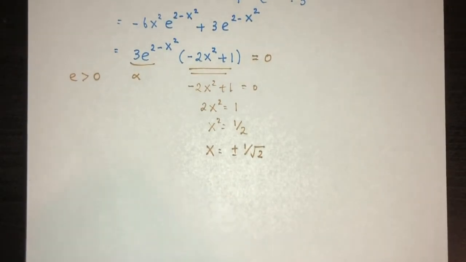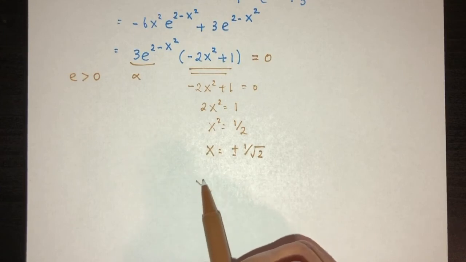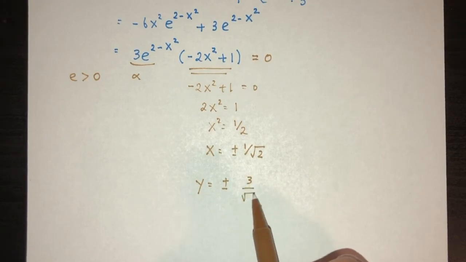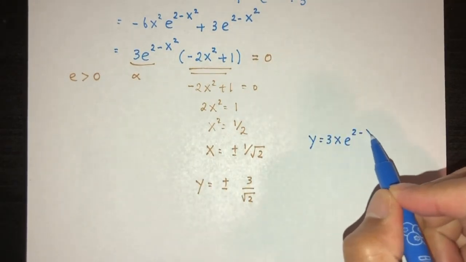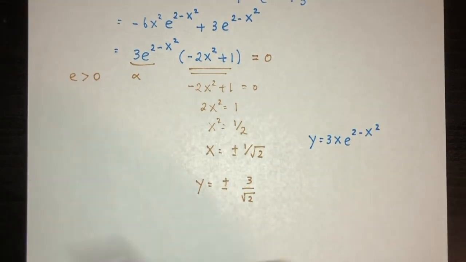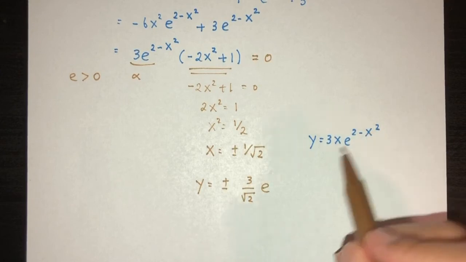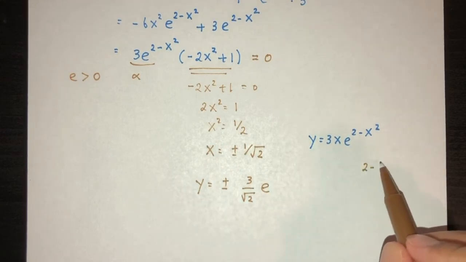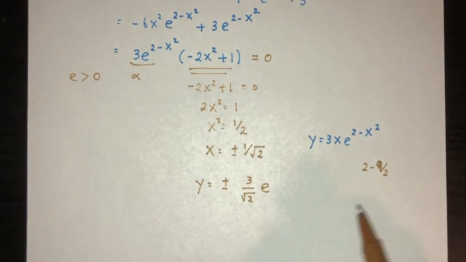Now we have to find the corresponding value of y as well. So in this case, y will be plus minus 3 over root 2. Basically, we just have to replace this value in the first equation, where y is equal to 3x exponential 2 minus x squared. So you will have this exponential 2 minus, that will be 3 over 4. So 2 minus, sorry, 3 over 2. So it has to be square, right? It has to be 9 over 2.